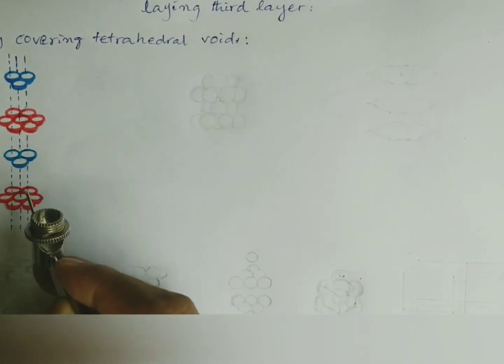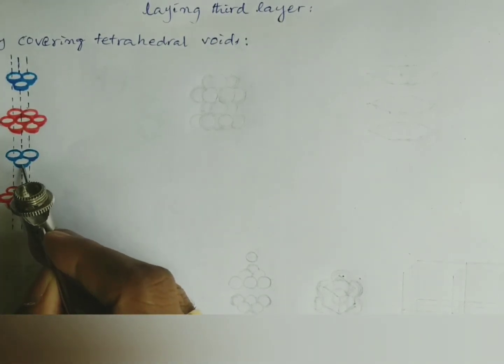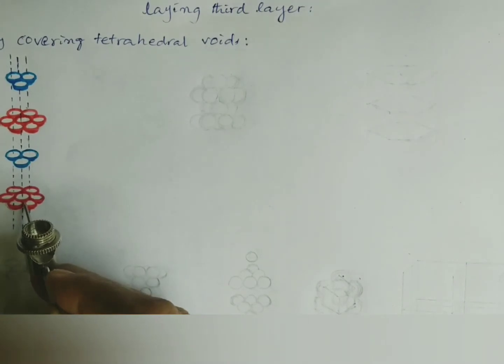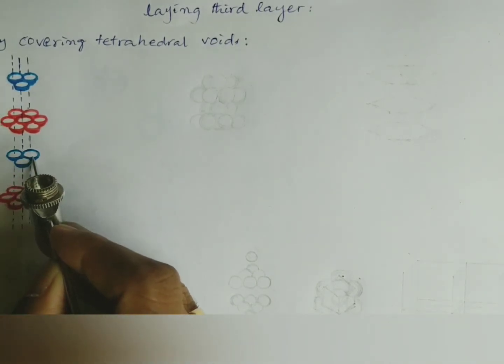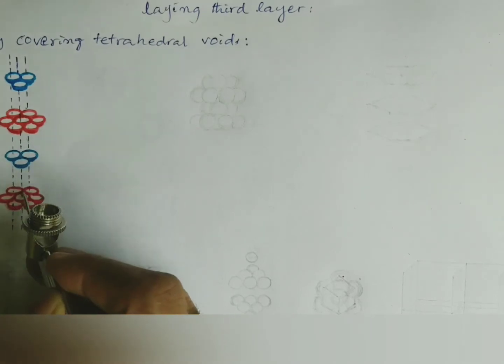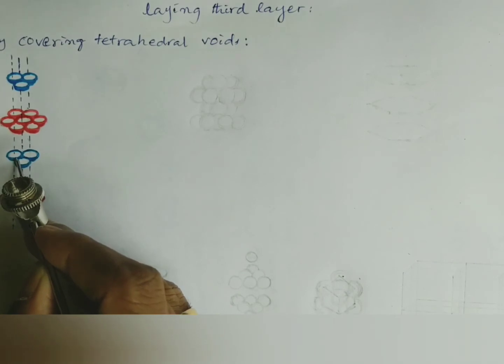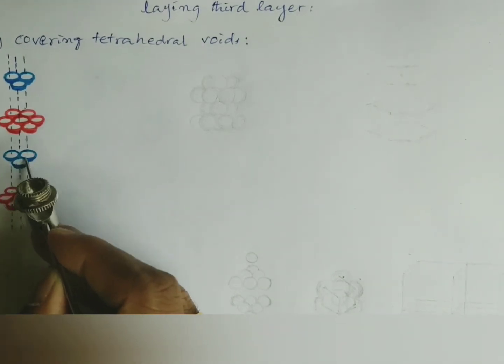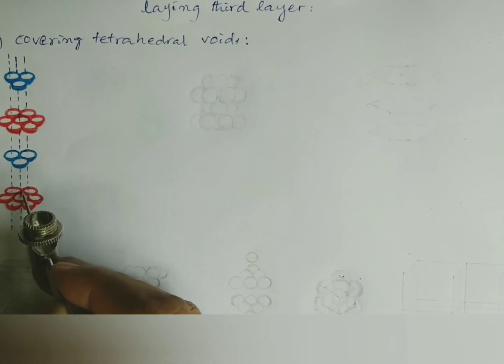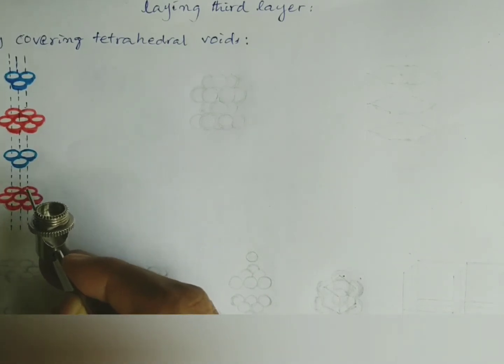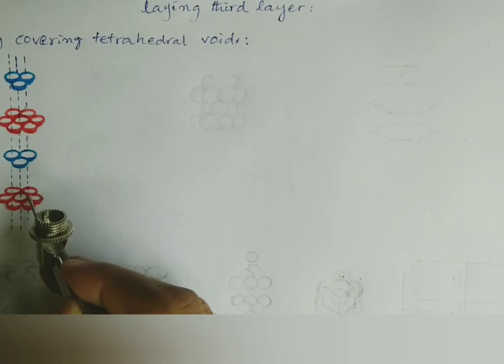Suppose if you take this atom, it is present in this triangular void. So this is not covered, but again this is covered by this atom in the second layer. So when these atoms are placed in the triangular voids created by the first layer of atoms, then you will get tetrahedral voids.